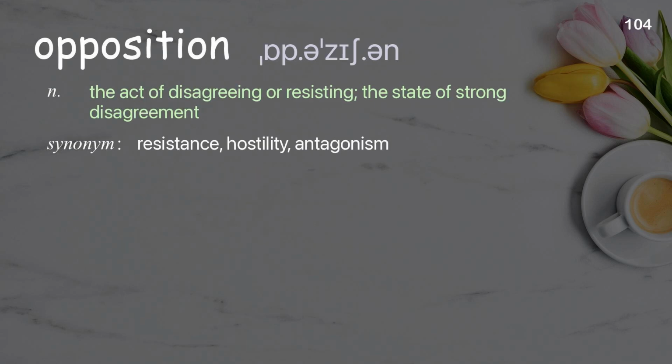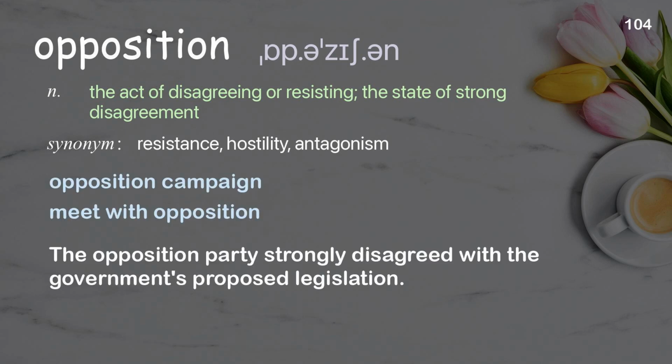Opposition. The act of disagreeing or resisting, the state of strong disagreement. Examples: Opposition campaign. Meet with opposition. The opposition party strongly disagreed with the government's proposed legislation.